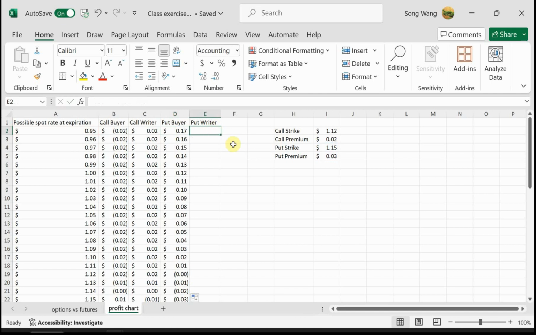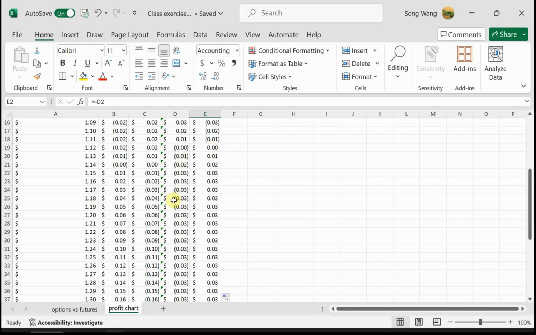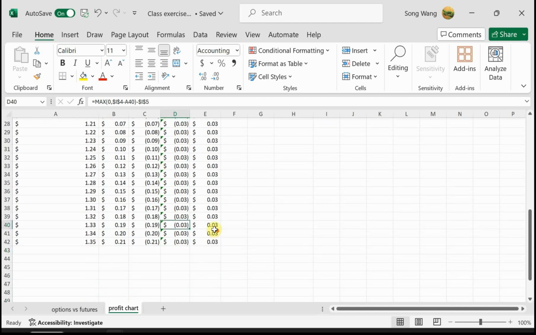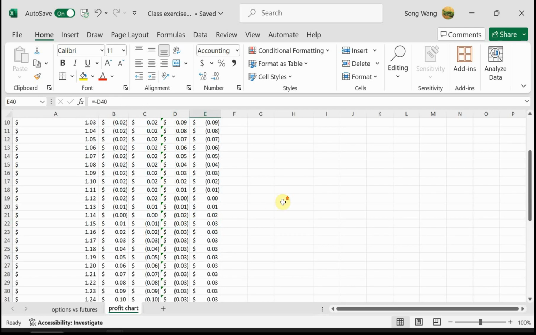Okay, and for the put option writer, the same idea, it's a zero-sum game. You just put a negative of the put option buyer's profit for the profit of the writer. So when the buyer is making profit, the writer is suffering a loss. And when the buyer is not exercising the put option, the buyer's profit is negative premium, and the put writer who sold the option to the buyer collects the premium from the buyer.